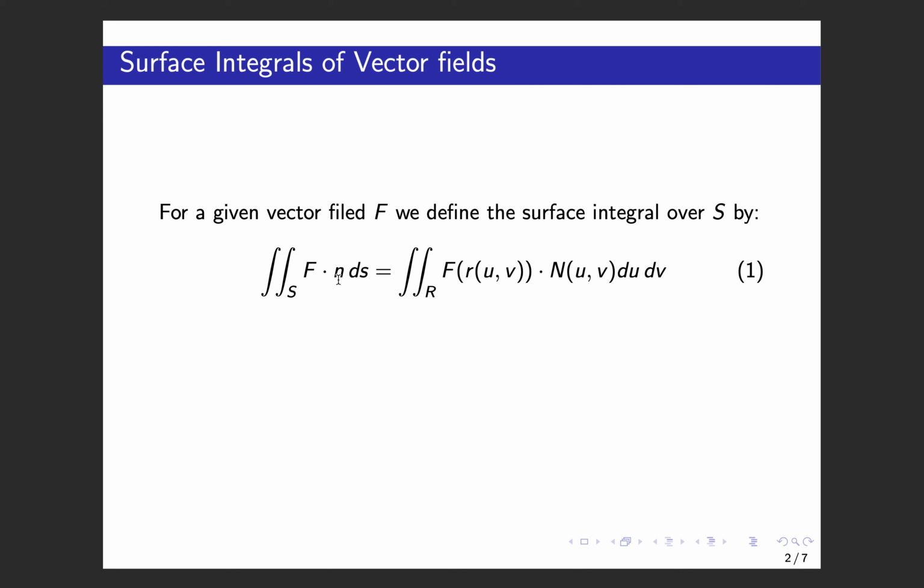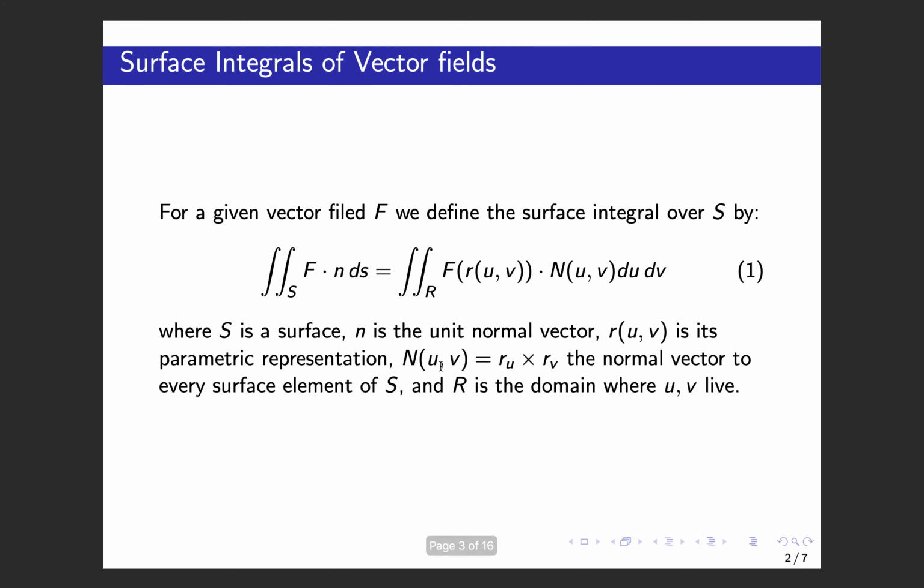So the n is the unit normal vector to the surface element, and dS is the length of the vector surface element. And this surface integral is equal to the double integral over a region R of the dot product of f evaluated at a parametric representation of the surface S, and n is the normal vector of the surface element while we're integrating over the whole surface.